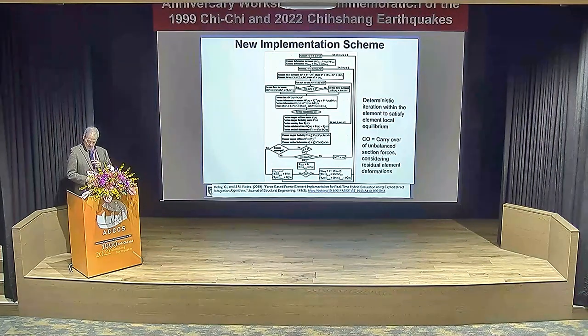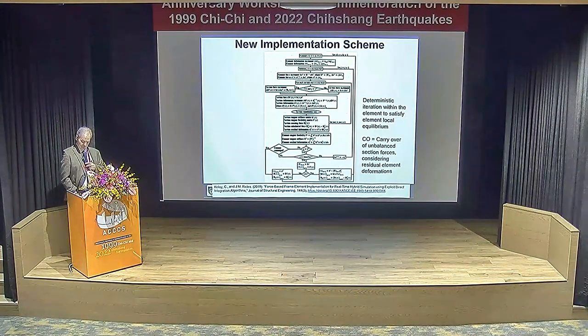This is the algorithm that we developed. It was published some time ago, but what we do is use a deterministic approach in which, within the iteration, we try to satisfy the local equilibrium as best we can. We select a number of iterations, and the key is to carry that unbalance over at the section level, but also consider the compatibility between adjacent elements, so that you get equilibrium within the element, at the end of the element, and compatibility amongst the elements. And so the CO is a carryover.